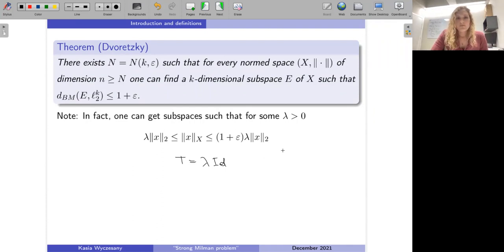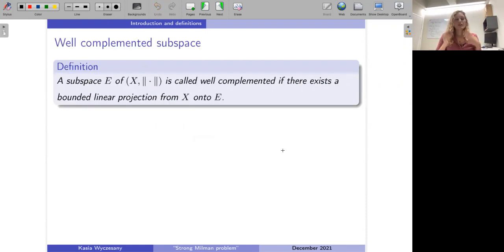Okay. And here one has to, of course, mention a very influential second proof of this theorem by Vitaly, who's also the author of the question that we've been working on. Okay, so the title then mentions well complemented subspaces, so let me quickly define it. We'll say that a subspace E of a normed space X is well complemented if there exists a bounded linear projection from X onto E. I should underline now that I'm only talking about finite-dimensional normed spaces.